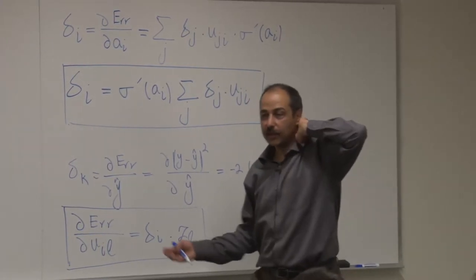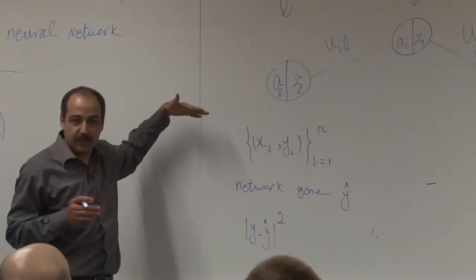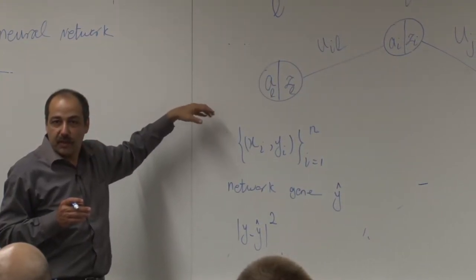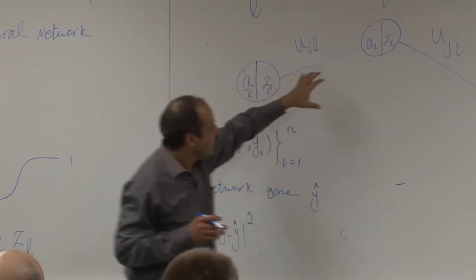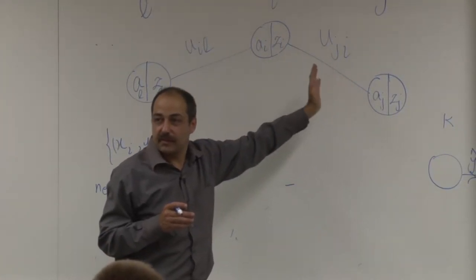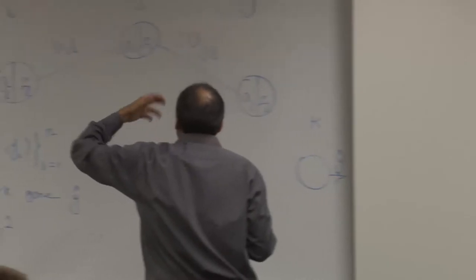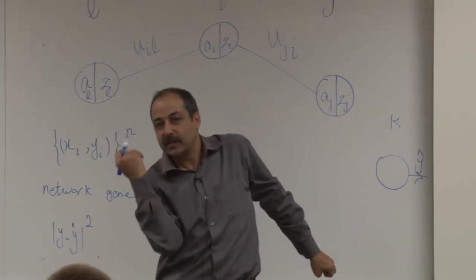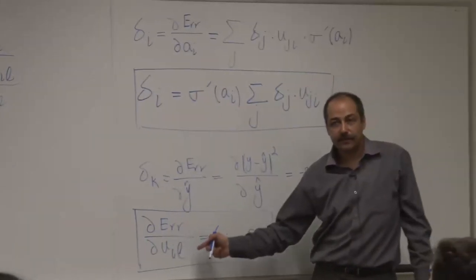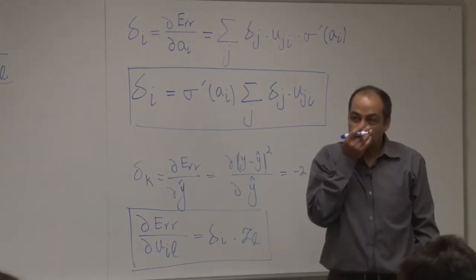ZL is known because I feed the network forward. I apply one data point with some initial values, take the sum, and apply the nonlinear function to it. So I know all of the A's and all of the Z's, based on the initial weights that I had. So ZL is known. I don't know the delta, but it doesn't matter because I can compute the delta for the last layer, and then backpropagate it and find it for other layers. That means I can find this derivative for every single weight, which means you can correct that weight in the right direction.